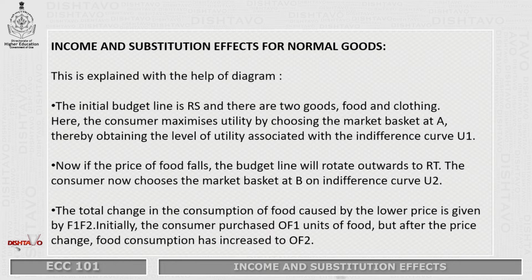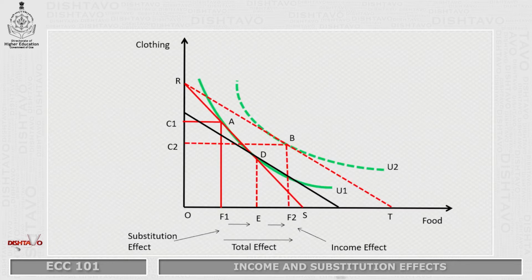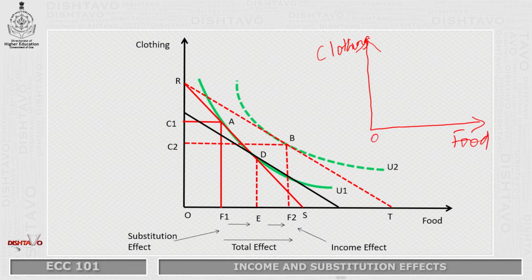Now, what are the income and substitution effects for normal goods? This is explained with the help of a diagram. You can see in this diagram, we have clothing plotted on the y-axis, and food plotted on the x-axis. All you need first is your budget line, which is RS. This is your initial budget line, showing the combinations of two commodities, clothing and food, that can be purchased by an individual with a given income.